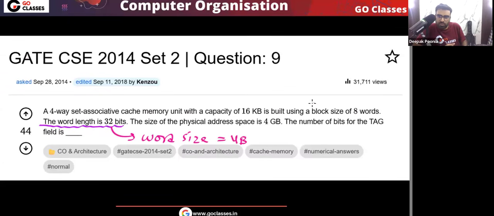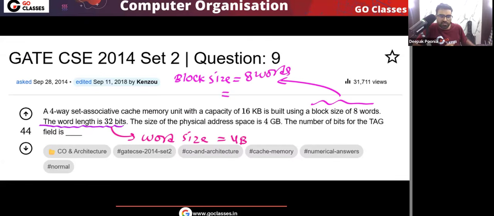Okay. So from here, the block size is 8 words. I can convert that into bytes. First of all, it is given as 8 words. When I convert into bytes, one word means 4 bytes, so it will be 8 into 4, that is 32 bytes. So this is the block size.